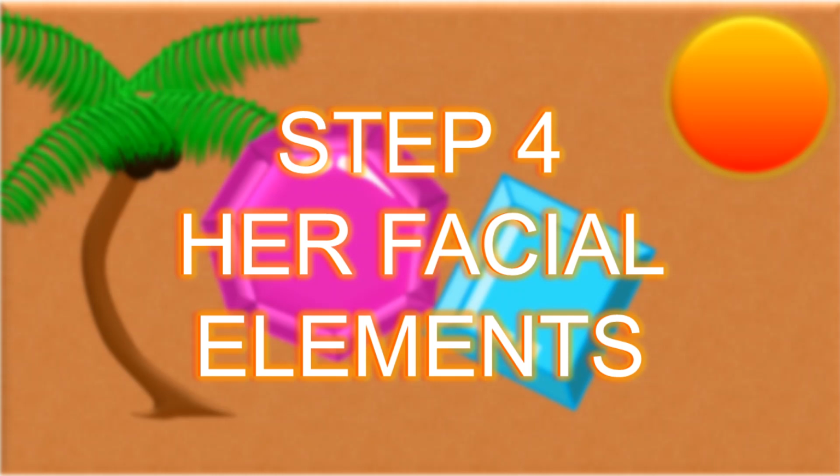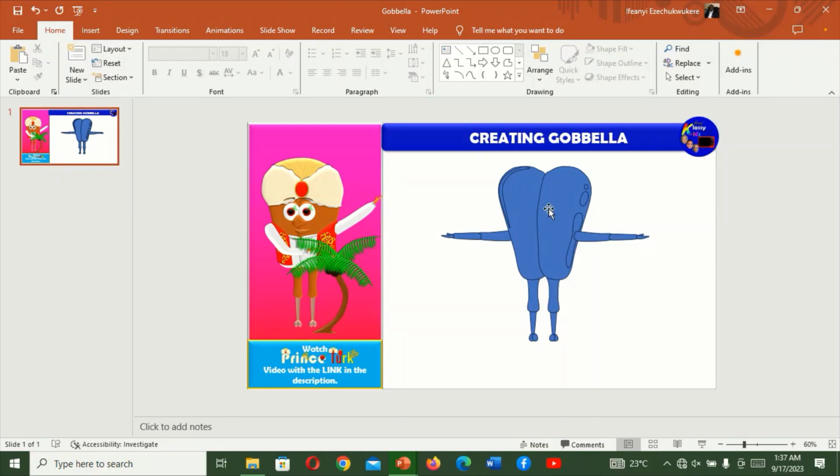Step 4 are her eyes, nose, and mouth. I begin by using circles for her eyes. Freeform for her leaf-shaped eyelids and her eyelashes.